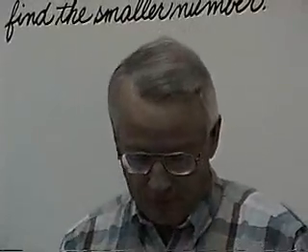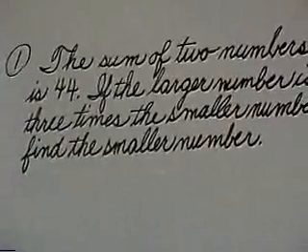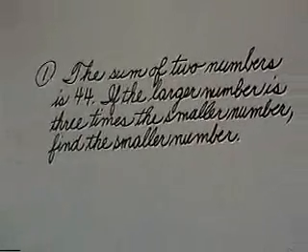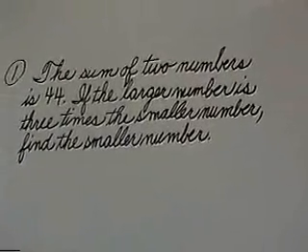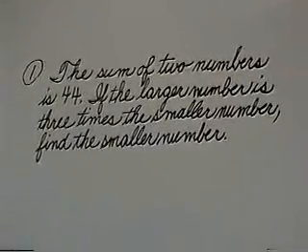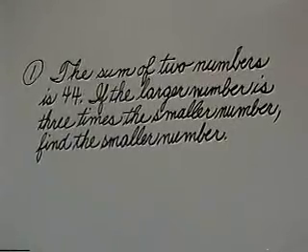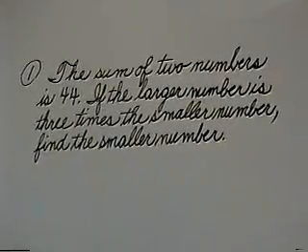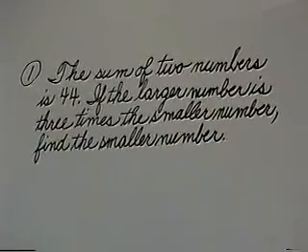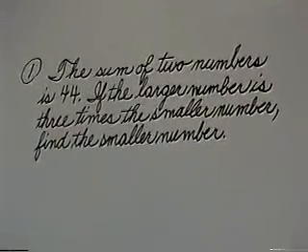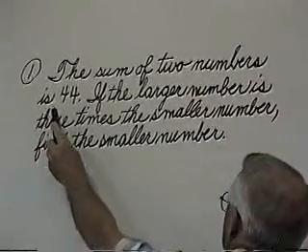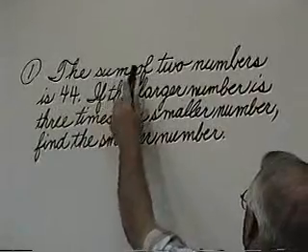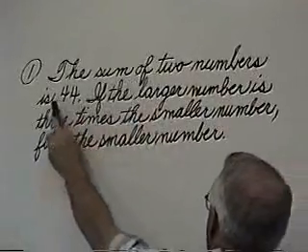So let's look at the first example. The first one says the sum of two numbers is 44. If the larger number is 3 times the smaller number, find the smaller number. You need to read the problem several times until you're sure what it's saying. It says the sum of, so we're going to add two things together, and the word is usually means an equal sign. So we're going to have something plus something equals 44.